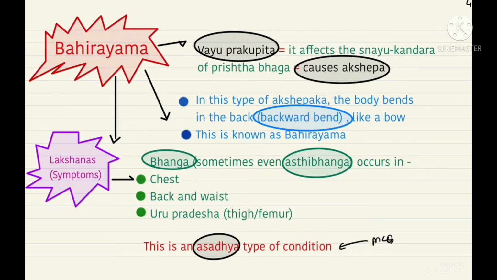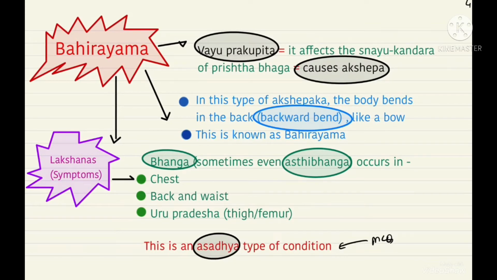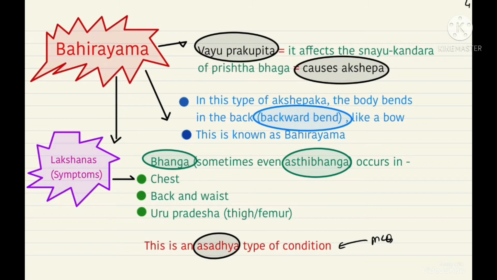Alright, so now let's see what is Bahirayam. In Bahirayam, the Prakupit Vayu affects the Snayu Kandra of Prishtabhaga. In Antarayam, the Snayu Kandra of the forward side of the Udara Bhag, the inner side of the torso, was affected. But in Bahirayam, the Snayu Kandra of the Prishtabhag, that is the back of our body, gets affected.